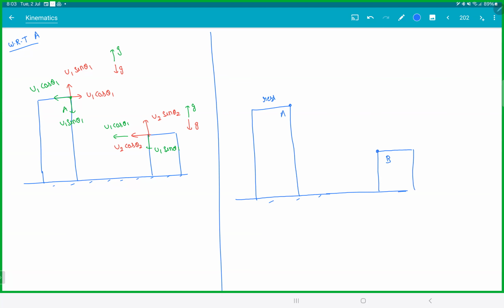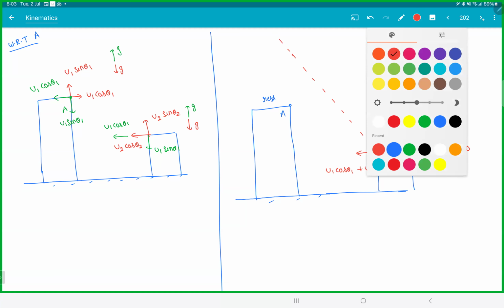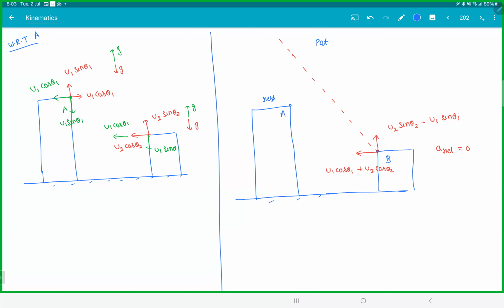This B here now has a velocity u2 sine theta 2 minus u1 sine theta 1. They do subtract, and the horizontal would be u1 cos theta 1 plus u2 cos theta 2. This would be the path. So it goes in a straight line, and if you observe here, A's relative velocity is 0. This is what I wrote in the beginning: the motion of one projectile with respect to another projectile is a straight line. This is the path of B as seen by A.